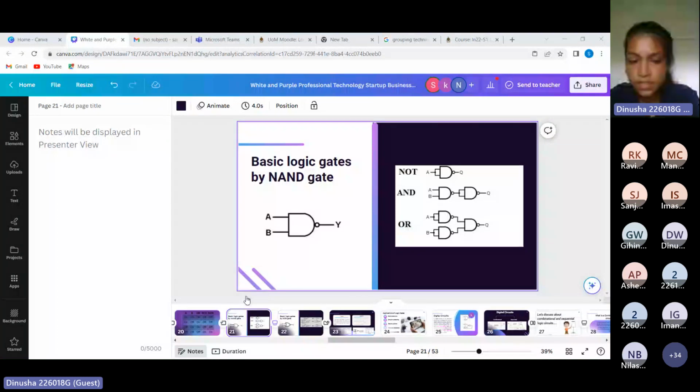Can you guys see the screen? Yeah, we can see the screen, but not in full screen mode. Okay, so thank you.